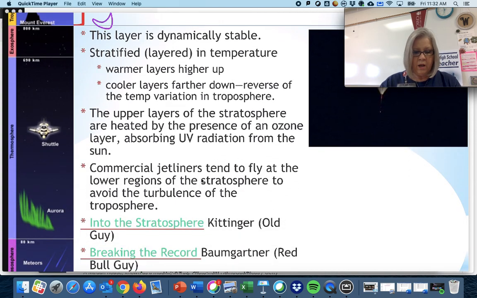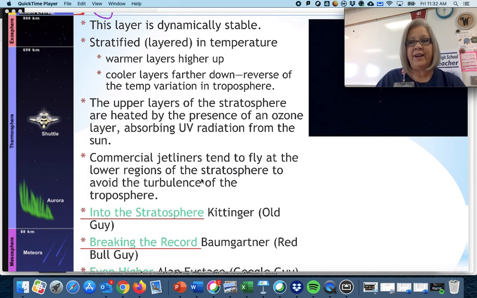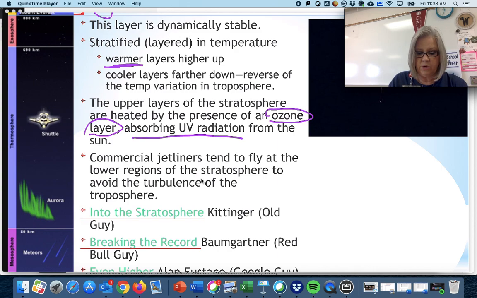Okay, the stratosphere. Now, strato means layers, like an onion, like a parfait, right? So what happens here is the reverse of what happened in the troposphere. You're going to have your warm layers up higher and your cooler layers down lower. So one of the reasons for that is the ozone layer. So the ozone layer is in about the middle to upper part of the stratosphere. And the purpose of the ozone layer is to absorb UV radiation. We're going to talk a lot about this later.